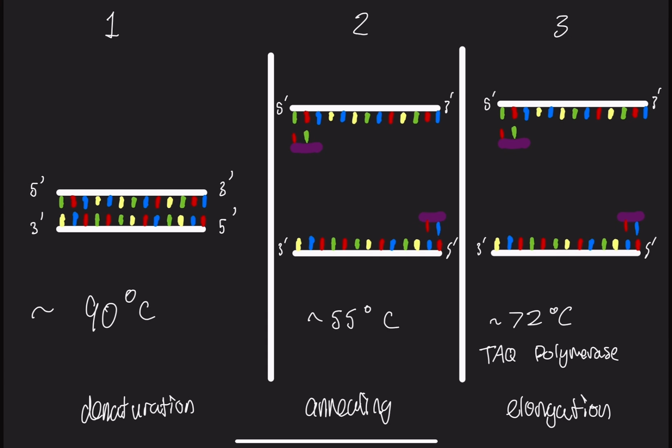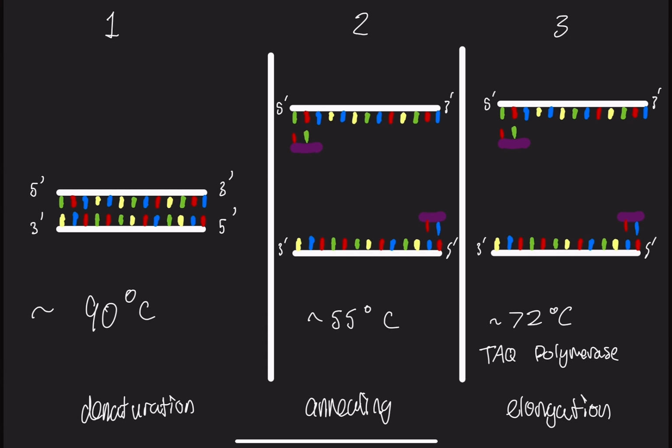So if you were to justify why the temperature in the elongation stage is set to 72 degrees Celsius, you would say this is the optimum temperature for Taq polymerase to function. And if you needed some justification as to why this is the optimum, well, Taq polymerase is derived from thermophilic bacteria in deep sea vents that experience very high temperatures, and so on.